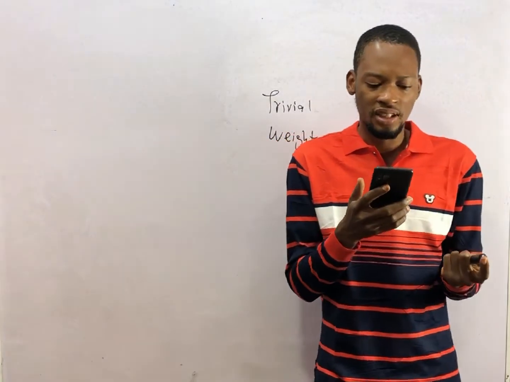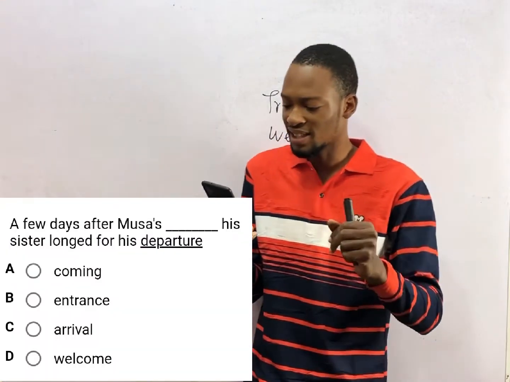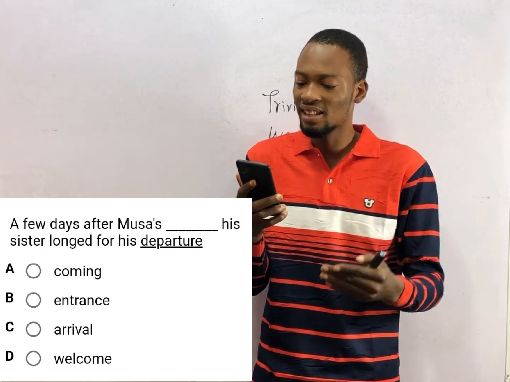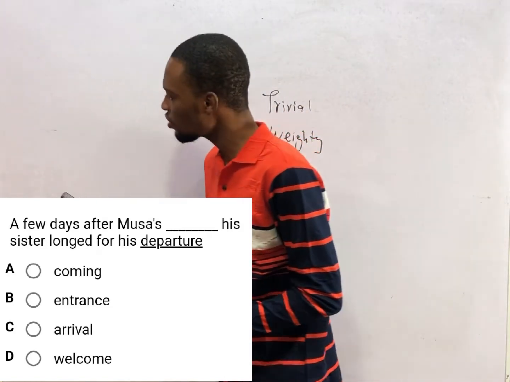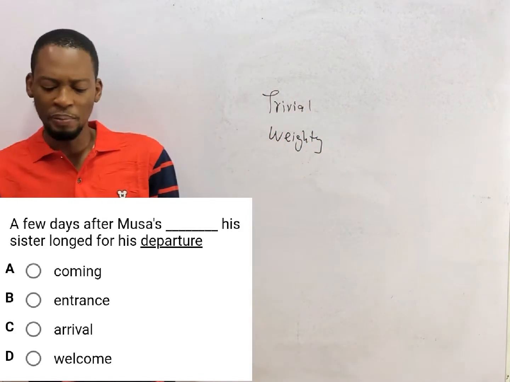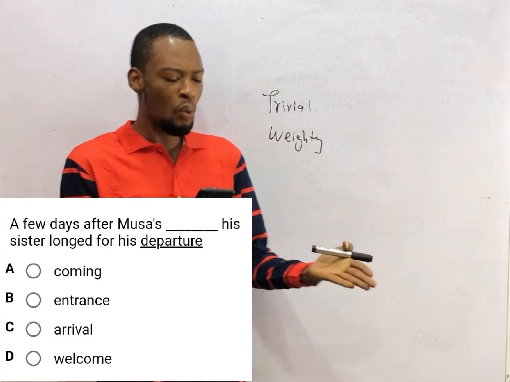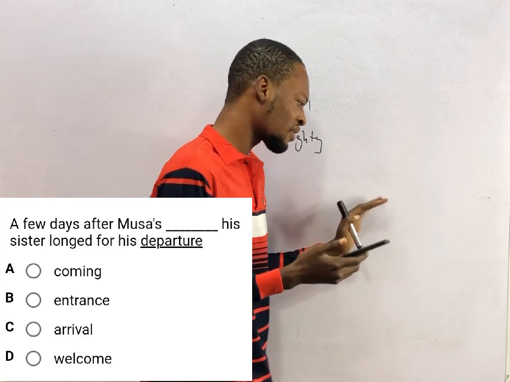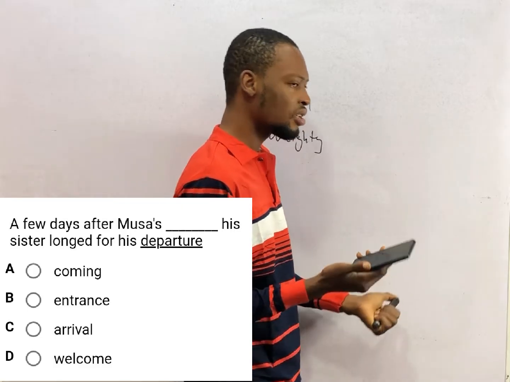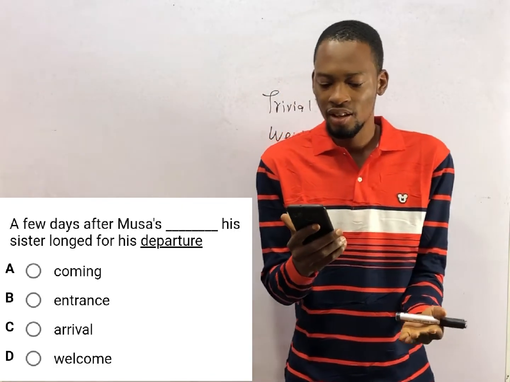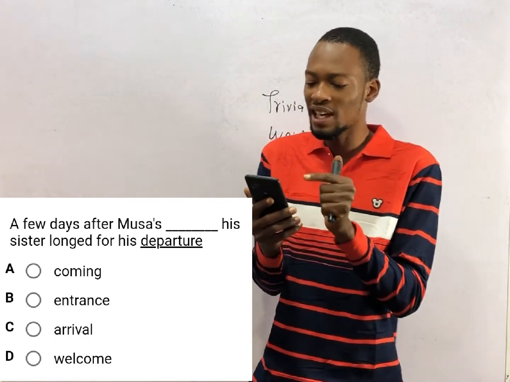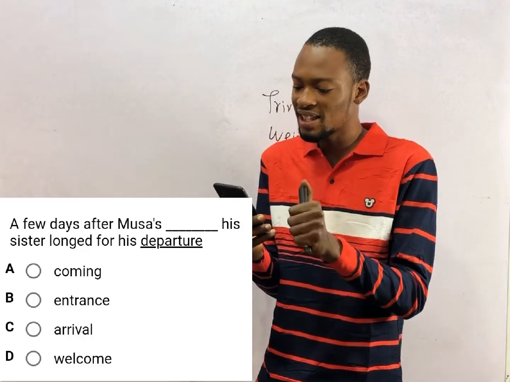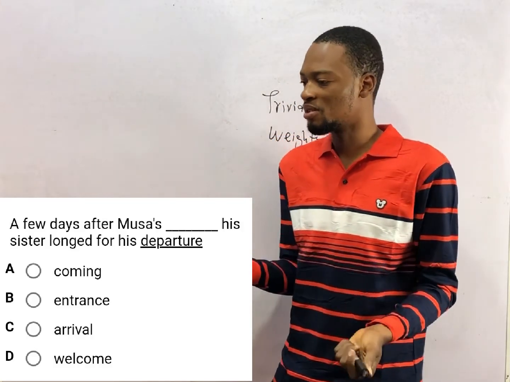After a few days after Musa's dash, his sister longed for his departure. Now, departure means to leave. What is the opposite of departure? This one is simple. It is simply arrival. So, a few days after Musa's arrival, his sister longed for his departure.